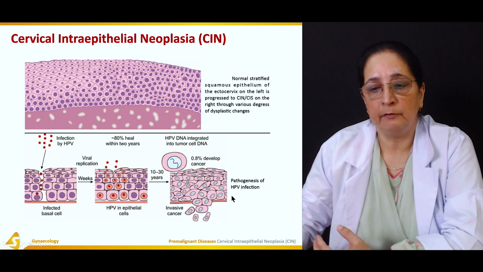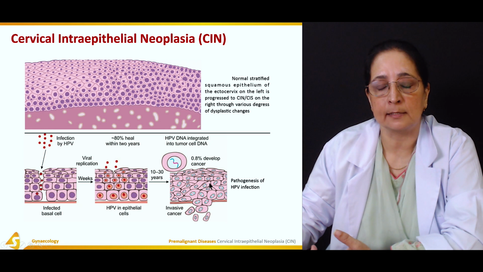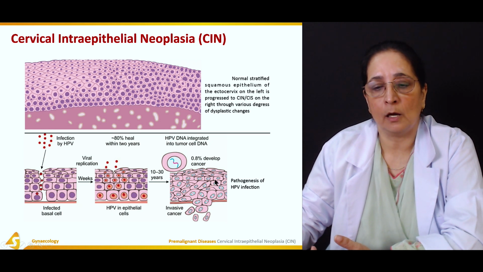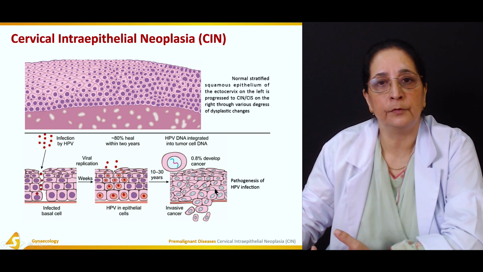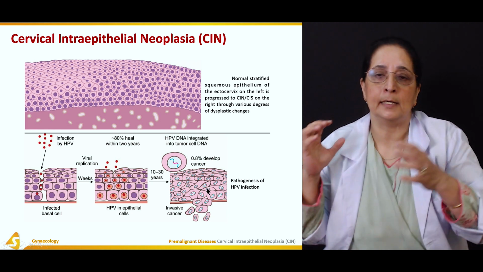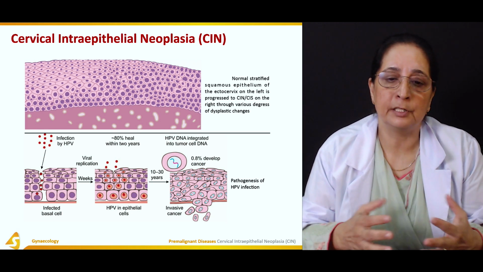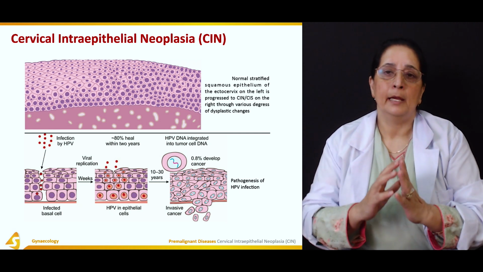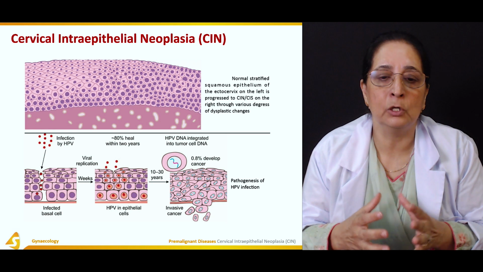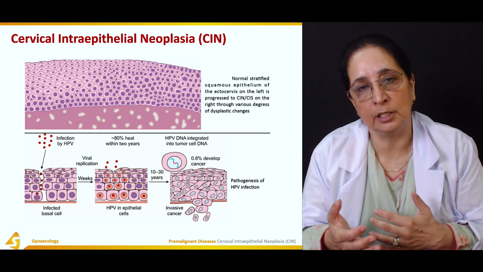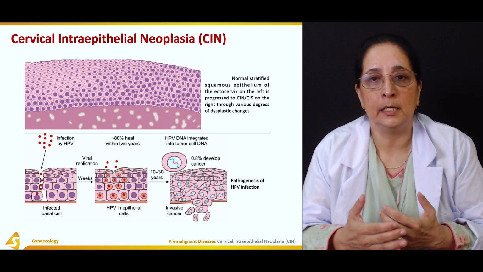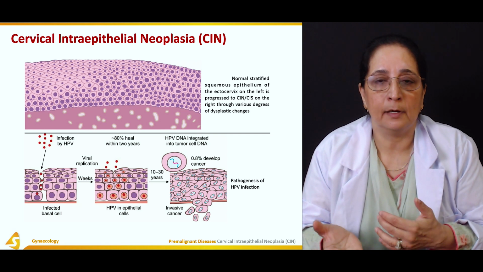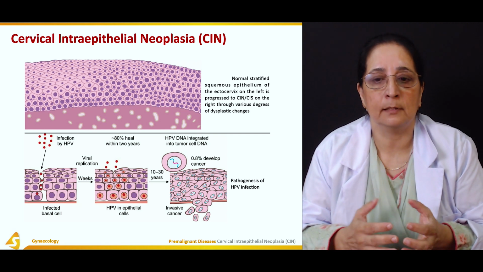Now the pathogenesis of HPV infection leads to the actual invasive cancer, and the cells are now getting out of the normal epithelial layer, and they start invading different structures and tissues. So this diagram gives us a very clear idea how the changes occur and how it leads to invasive carcinoma or invasive cervical cancer.